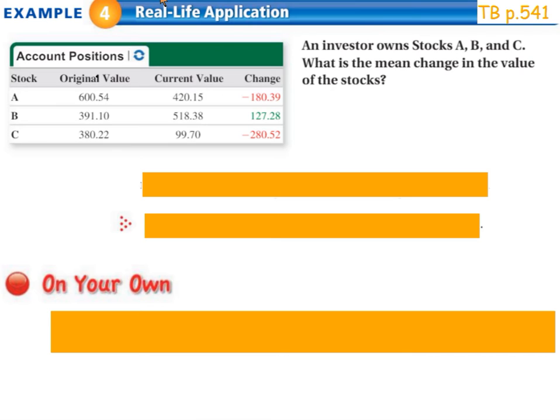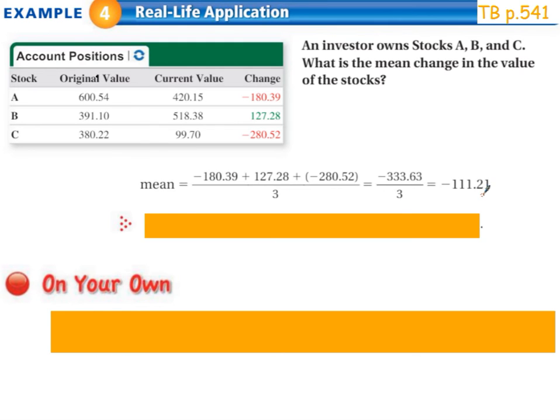Let's now talk about a real-life application for multiplying positive and negative rational numbers. Okay, this example says that an investor owns stocks A, B, and C. What is the mean change in value of the stocks? So remember, anytime a stock decreases in value, it's a negative change. Anytime it increases, it's a positive change.